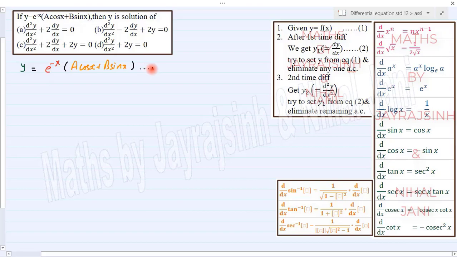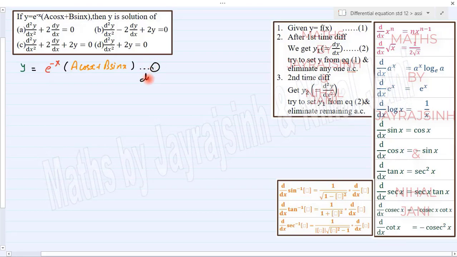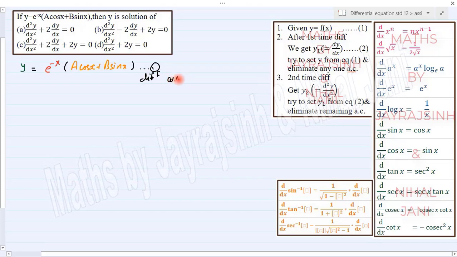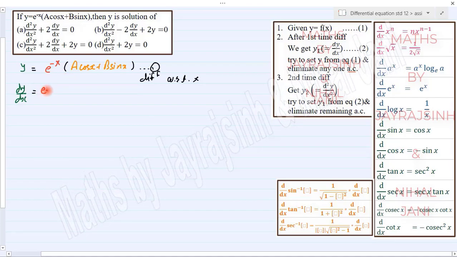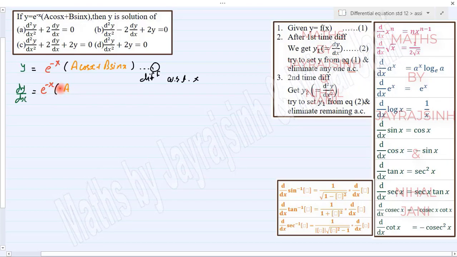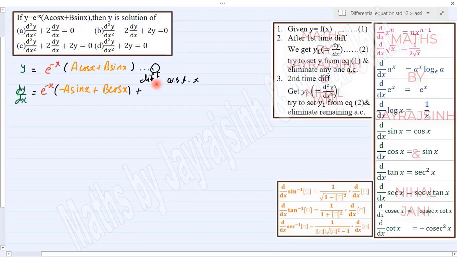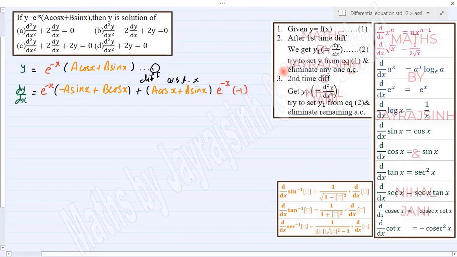Let's say this is your equation number 1, and if we differentiate our equation with respect to x, we will get dy by dx. On right hand side, we have to apply multiplication rule. Let's say e raised to minus x is as it is. Differentiation of a cos x will be a minus sin x plus b cos x. In second term, your whole bracket will be as it is. Differentiation of e raised to minus x will be e raised to minus x into minus 1. So we get our dy by dx.